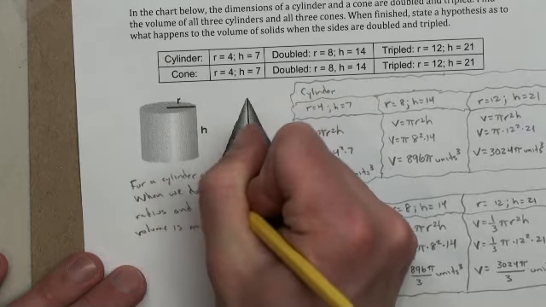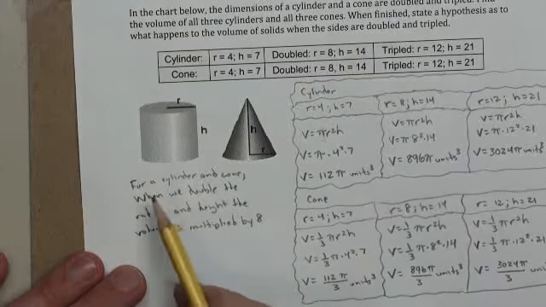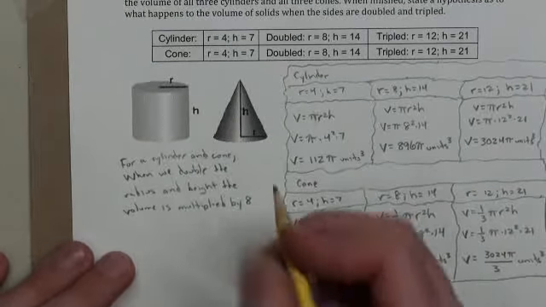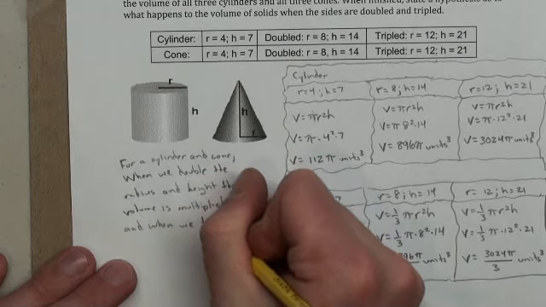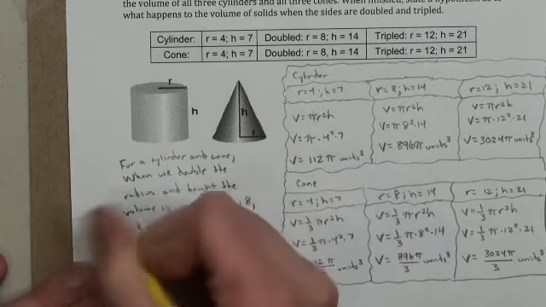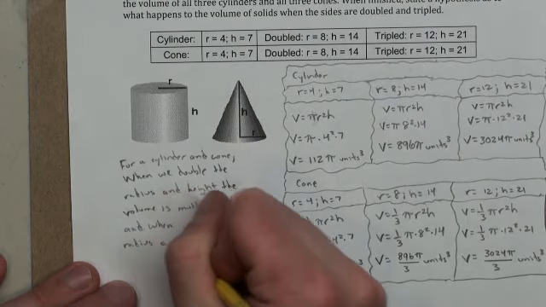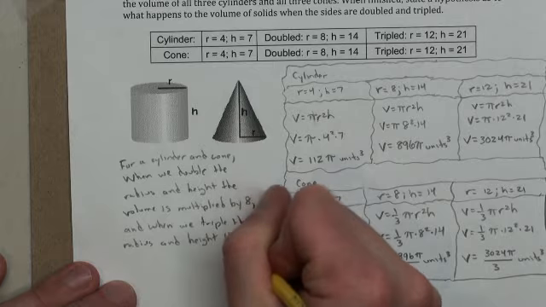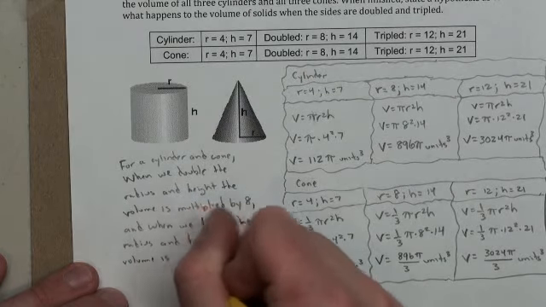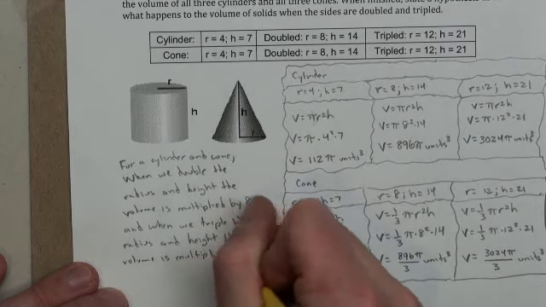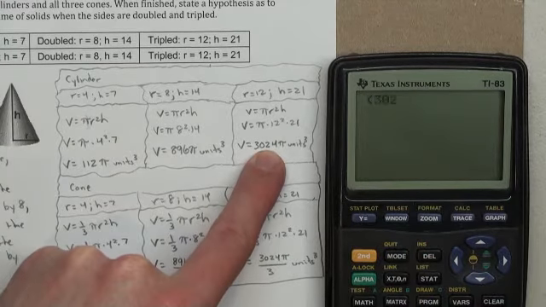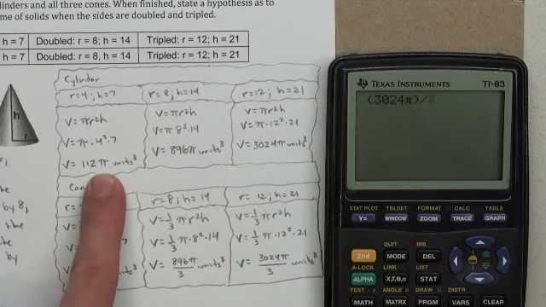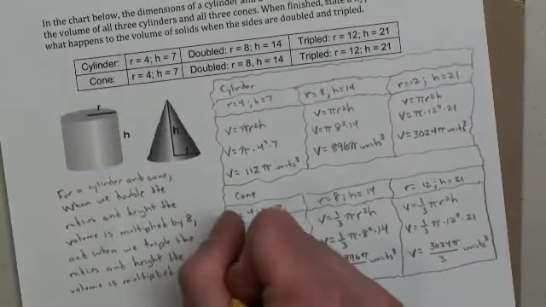See? So when we double the radius and height, let's put it at the beginning. For a cylinder and cone, when we double the radius and height, the volume is multiplied by 8, and when we triple the radius and height, the volume is multiplied by, let's see, 3024 pi in parentheses divided by 112 pi in parentheses. 27. We multiply by 27.